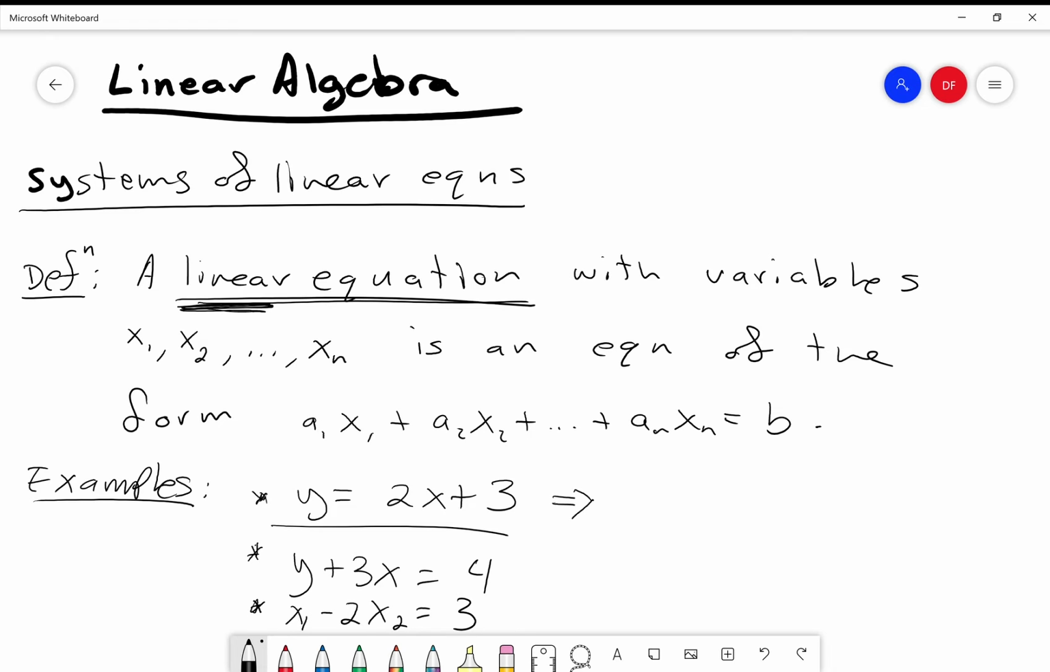Well, because we can make this look like y minus 2x equals 3. And the variables are y and x, but we see that they are both to the power of 1. So therefore, this is a linear equation. And the variables, in this case, are x and y. This is also a linear equation with variables x and y. And this equation here is a linear equation with variables x1 and x2. Okay.